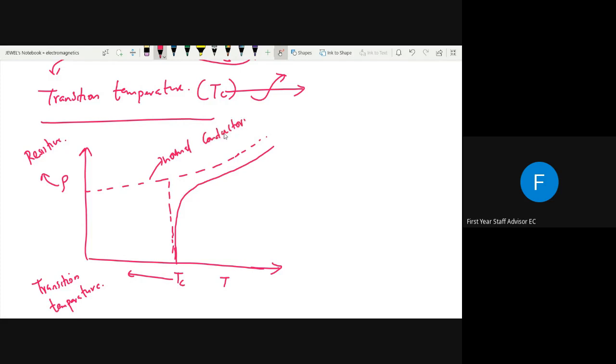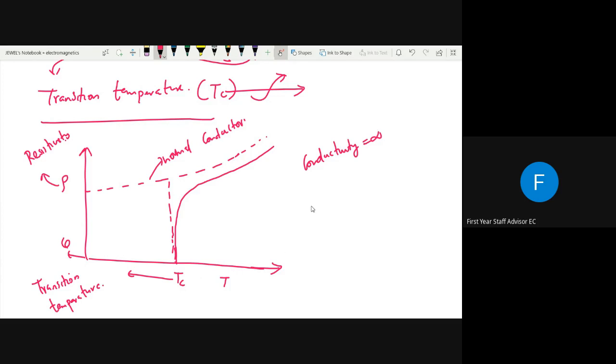But for certain materials, what happens is, when temperature decreases after a critical temperature or a transition temperature, the conductivity, the resistivity will fall to 0. The resistivity will fall to this value 0, or we can say conductivity becomes infinite. Conductivity becomes infinite, and such a phenomenon is called superconductivity.